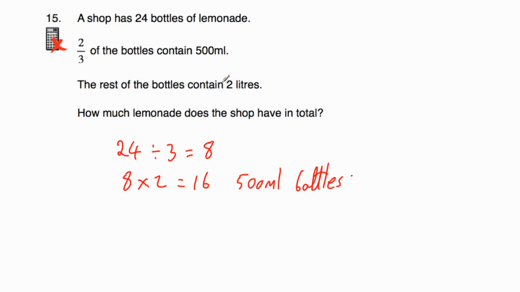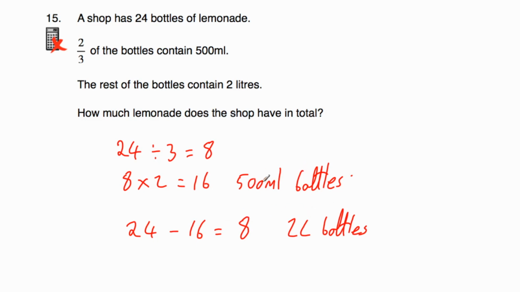So we can work this out in 2 different ways. We could say, well, there's 24 bottles, take away the 16 that we know contain 500 millilitres, so 24 take away 16 is equal to 8. So that means there's 8 2-litre bottles. Another way we could have done that was, well, if 2/3 of them contain 500 millilitres, the rest, which is 1/3, contain 2 litres, and 1/3 of 24 is 8 as well. Okay, so we now know there's 16 bottles that contain 500 millilitres, and there's 8 bottles that contain 2 litres.